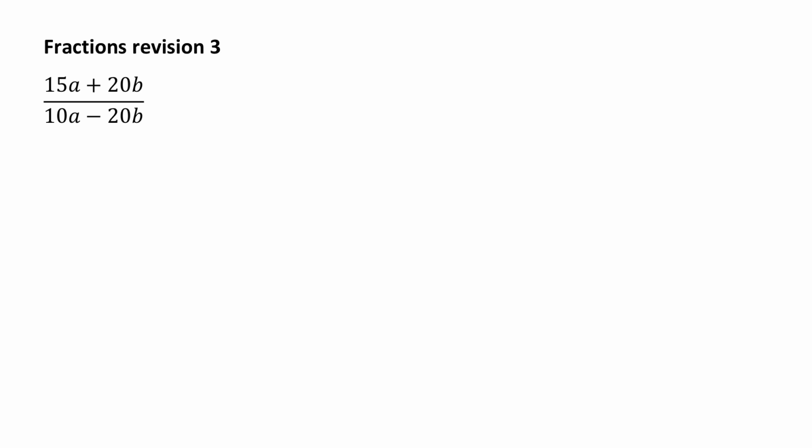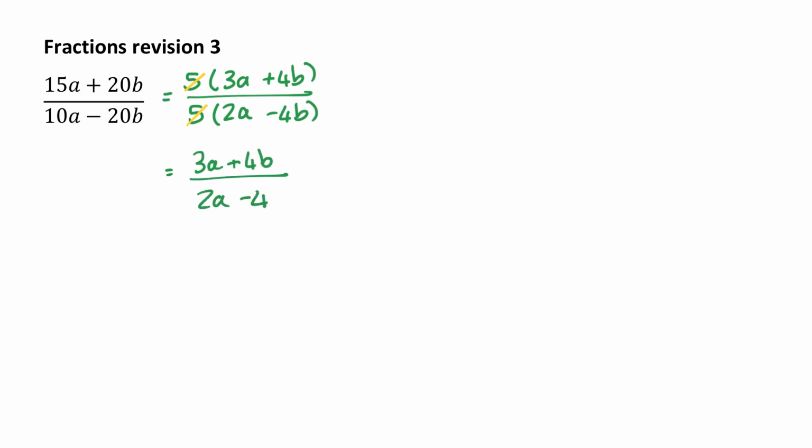Now, what you're going to do is, like before, I'm going to factorize so that I've got one term at the top. Now I can factorize by taking 5 out as a common factor, so I get 3a plus 4b. And in the denominator, I can factorize also by taking 5 out as a common factor, and so I get 2a minus 4b. I can now divide numerator and denominator by the same factor, which is 5. That means my fraction can simplify to 3a plus 4b out of 2a minus 4b, and that will be as far as I can go.